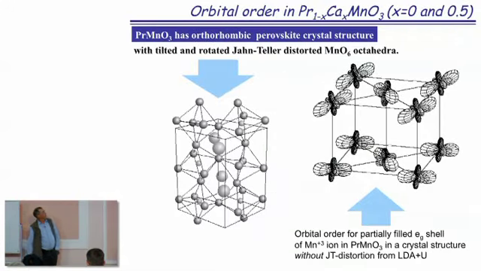Now orbital and charge order simultaneously in manganites. So first we have x equals 0, which means stoichiometric, where we have 3 plus manganese, and then we have only orbital order. That is the results of calculations.